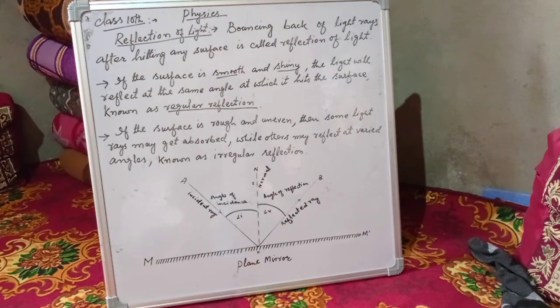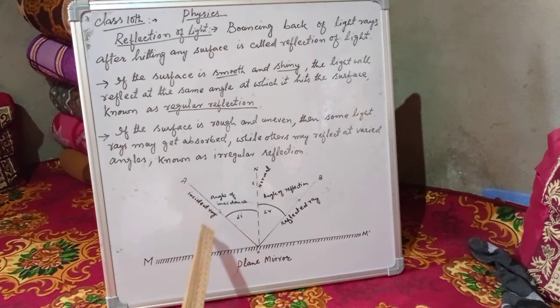Dear students, here is a ray of light, AO. Light coming from any source, suppose from source A, touches the mirror at point O. So AO is the light ray that strikes the surface of this mirror. This is termed the incident ray. In other words, a ray of light which falls on any surface, here the surface of the mirror. So AO is a ray of light that strikes the surface of the mirror, so this becomes the incident ray.